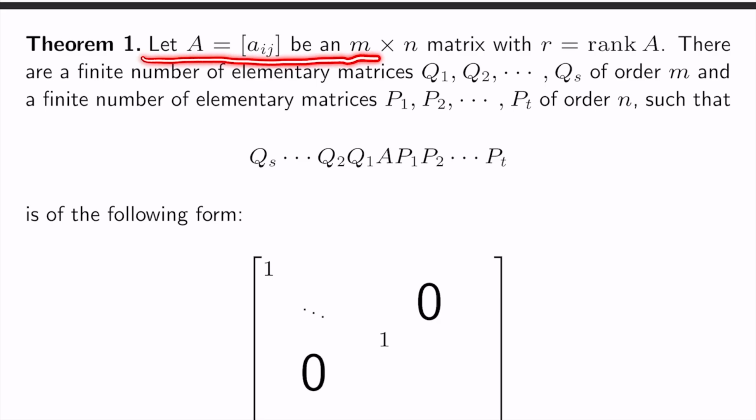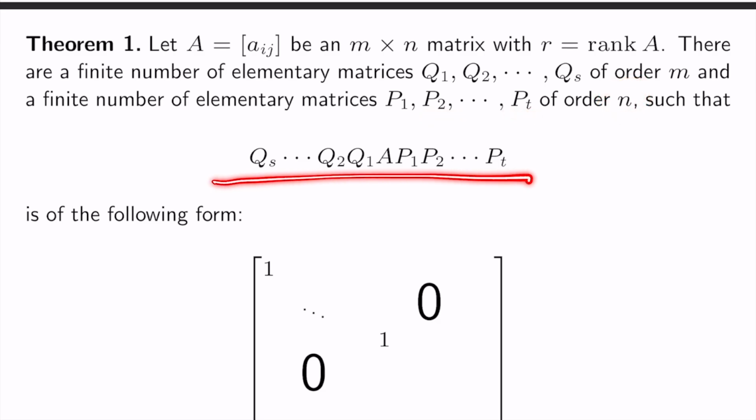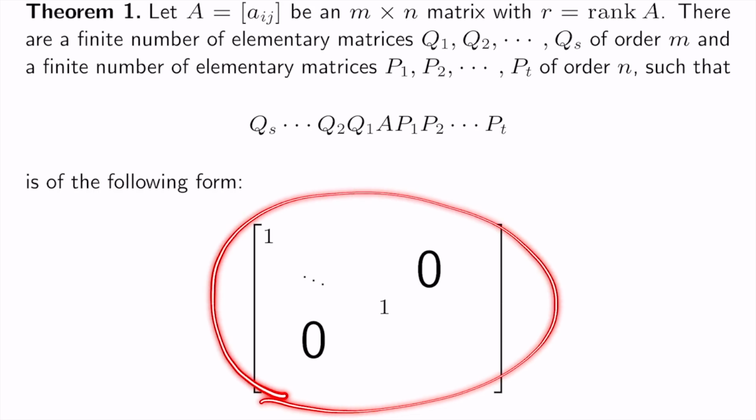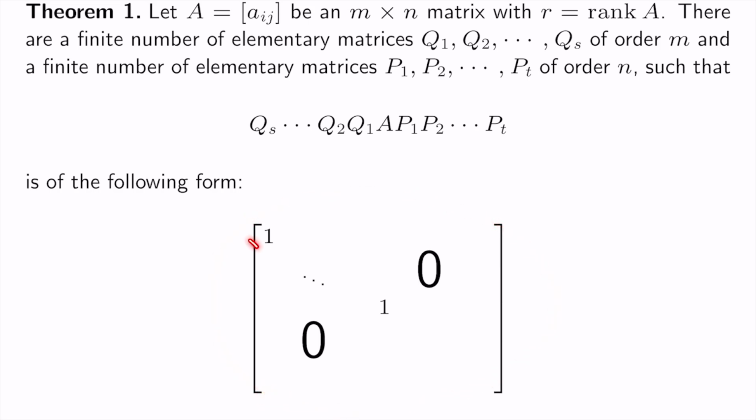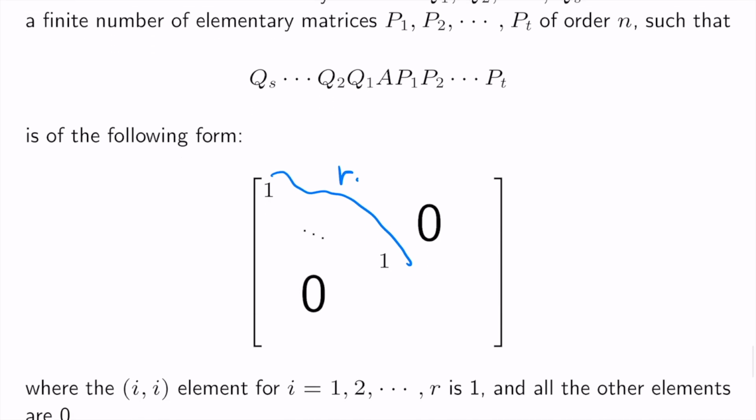Let A be an m by n matrix with r being its rank. Then there are a finite number of elementary matrices Q1, Q2, and so on up to Qs of order m, and a finite number of elementary matrices P1, P2, and so on up to Pt of order n, such that this product becomes this form. So there are ones in the upper left corner of the matrix, and the number of ones here is r. It's the rank of the matrix, and everything else is 0.